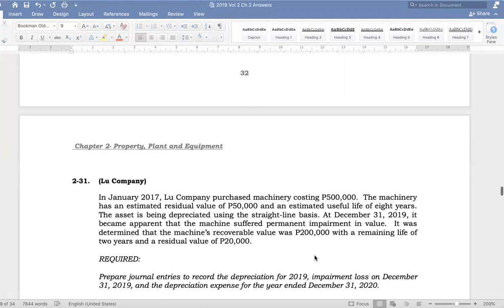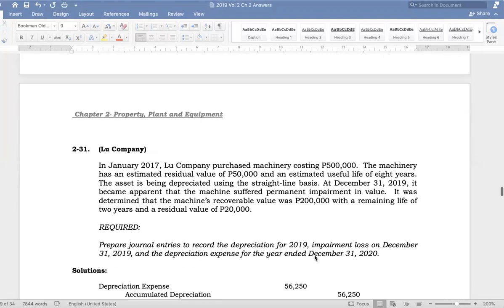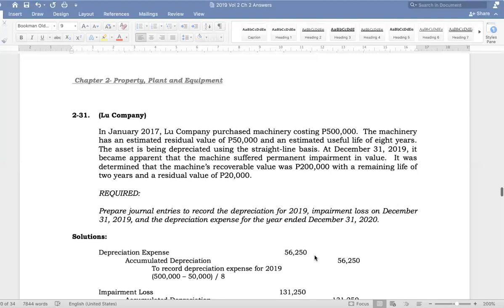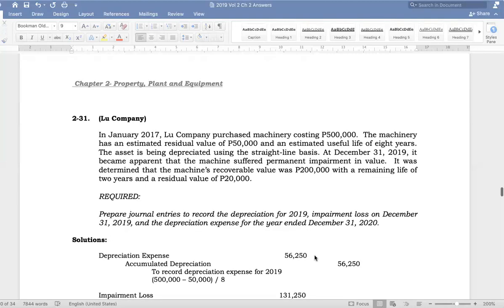It was determined that the machine's recoverable value was 200,000 with the remaining life of 2 years and a residual value of 20,000. So prepare entries to record depreciation for 2019, impairment loss on December 31, 2019, and the depreciation expense for the year ended December 31, 2020. Okay, so first, the depreciation in 2019 before recording impairment.